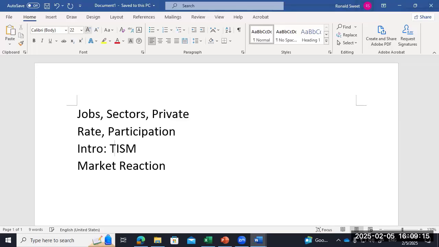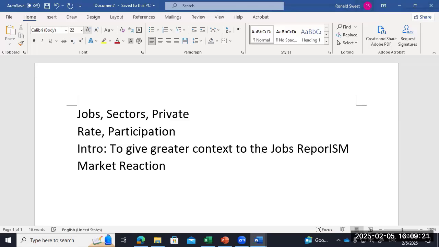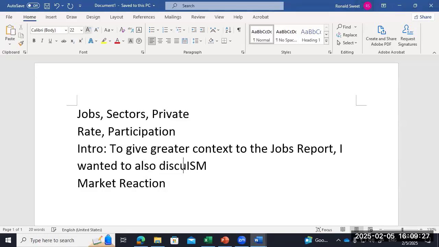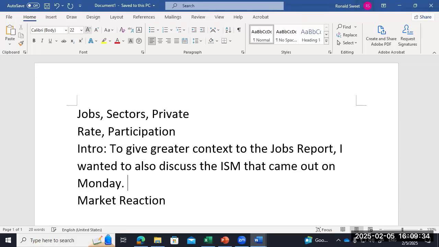So, to give greater context to the jobs report, I want to also discuss the ISM on Monday. Something like that, not exactly those words, but these are words. Then your boss says, oh, now I see why you're talking about ISM. It could be other things as well.